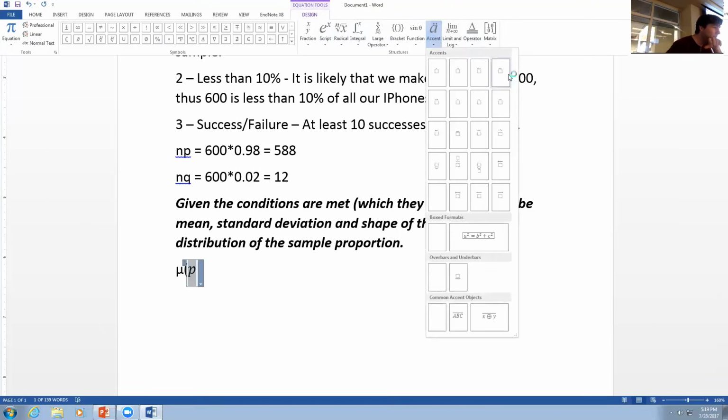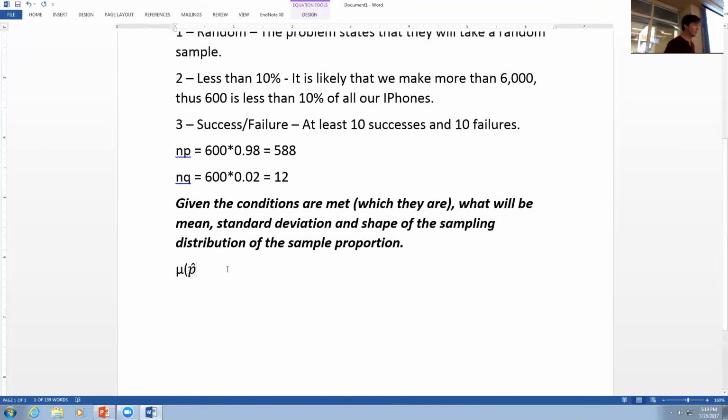And here we go, our accent. And once I get in there, I can copy paste it if I want. The mean for the distribution of the sample proportion is equal to, well, if 98% of our iPhones are good, 98%, right? If you sample 600 iPhones, what percent would you expect to be good? 98%. That's all it is.